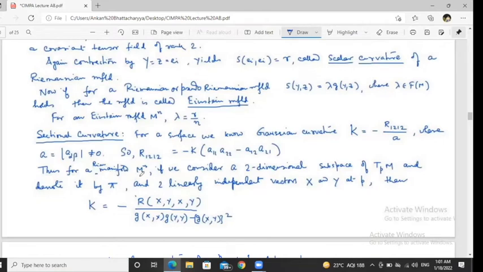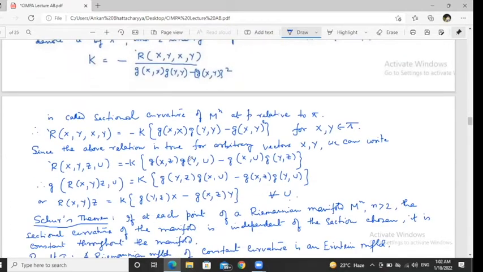Thus, for a Riemannian manifold Mn, if we take a two-dimensional subspace of TPM and denote it by pi, and two linearly independent vectors x and y at P, then K can be defined in this way: minus Rxyxy over gxx gyy minus gxy square. This is called the sectional curvature of Mn at P relative to pi.